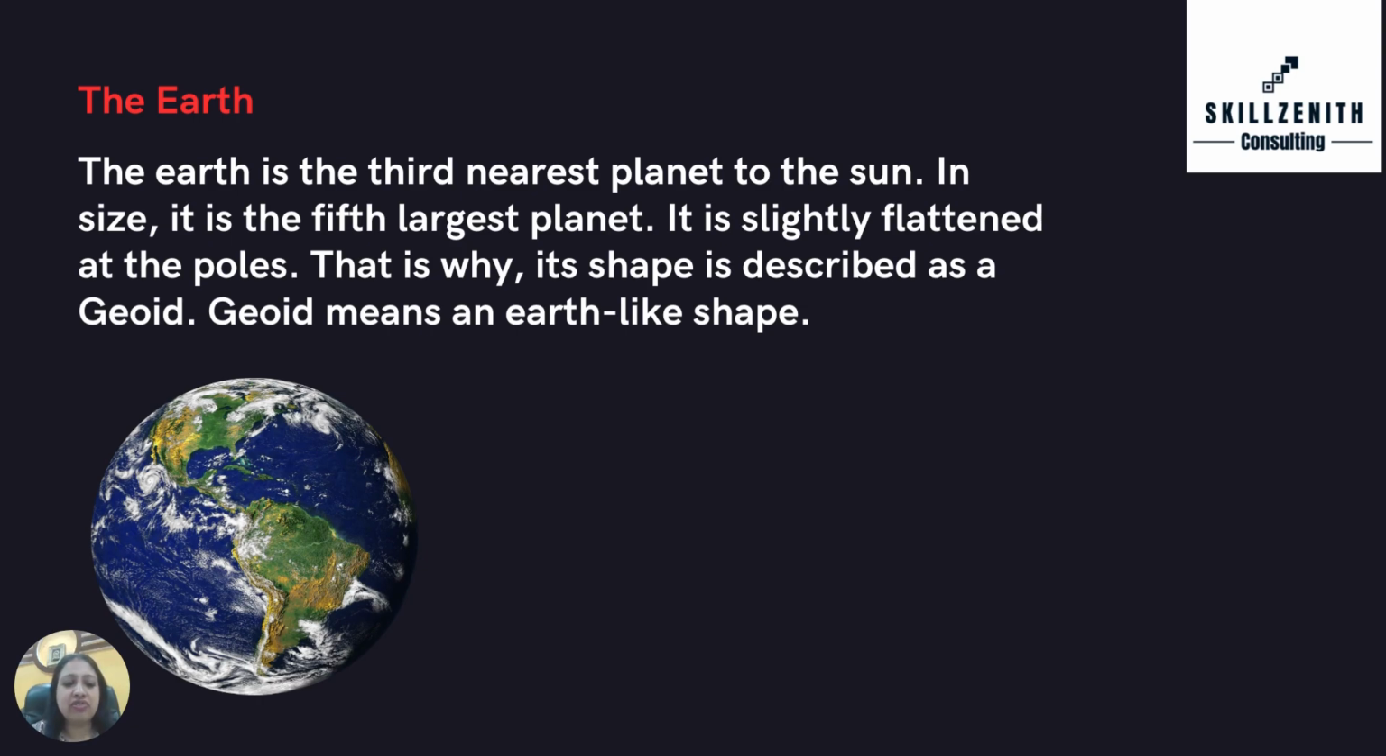That is why, poles meaning the extreme north end and the south end, it is slightly flattened at the poles. That's why its shape is described as a geoid. So you cannot call it a perfect circle. The perfect word that describes it is the word geoid. Geoid means earth-like shape. So it is round, but at the same time, it is flattened at the two poles.